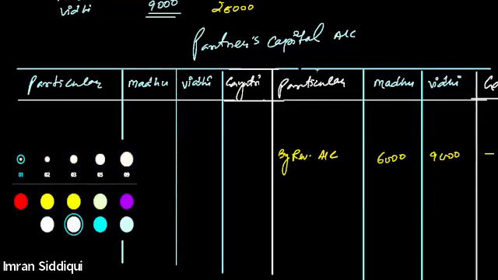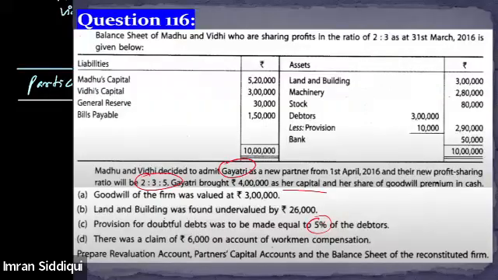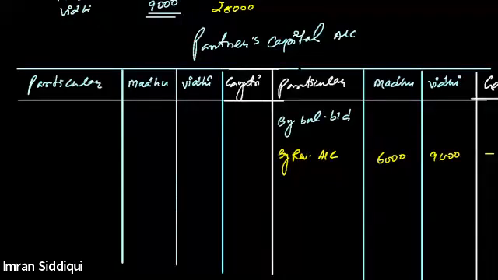And let's also write down the opening balance of the partners' capital accounts. We'll write down by balance b/d. Balance b/d is already given in the question. The opening balance for Madhu is 5,20,000 and for Vidhi it is 3 lakh. So 5,20,000 and 3 lakh. No opening capital for Gayatri is given in the question.